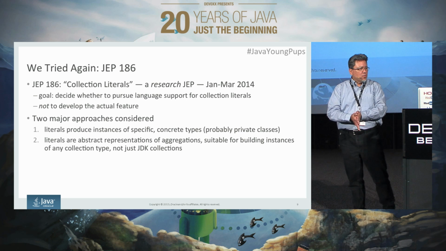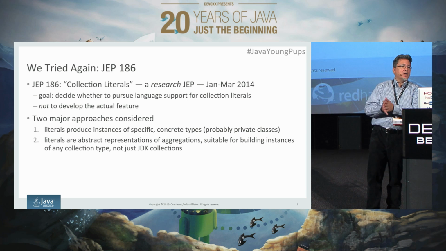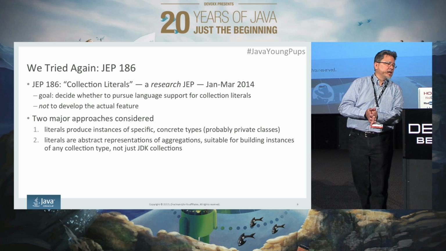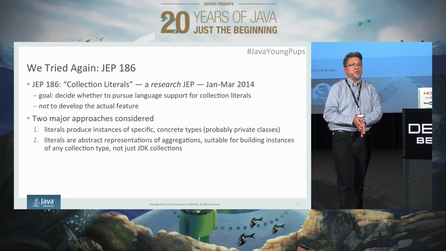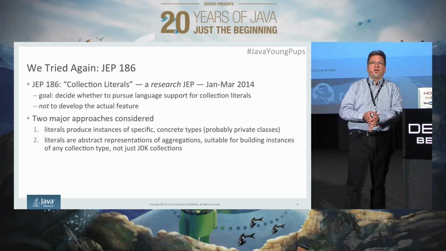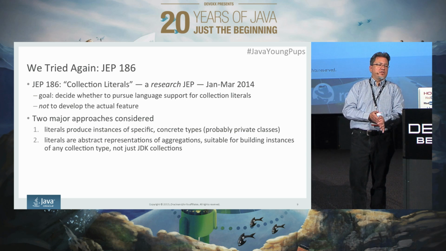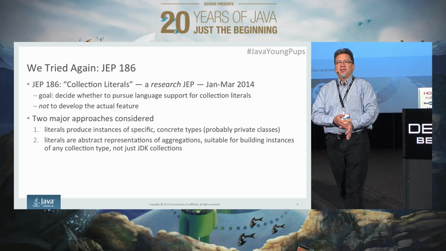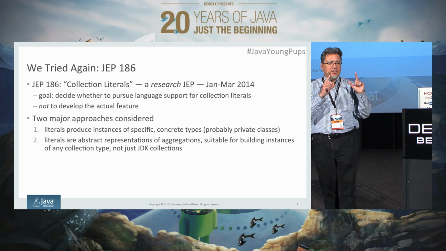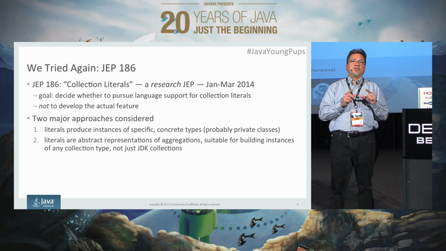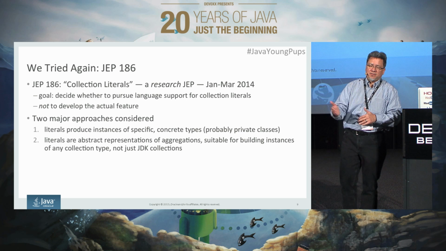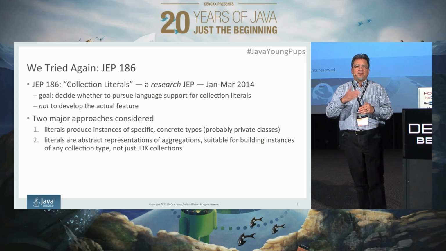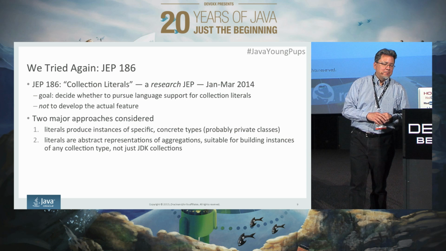Okay, so actually a little bit of background here. So this is JEP 186. JEP is a JDK enhancement proposal. So this is the framework and process that we're using now for working on enhancements to OpenJDK. And so JEP 186 was what we called a research JEP. So it was not actually a JEP to develop the feature, it was a JEP to investigate whether it was reasonable to develop the feature. So it's a bit of a meta project there.